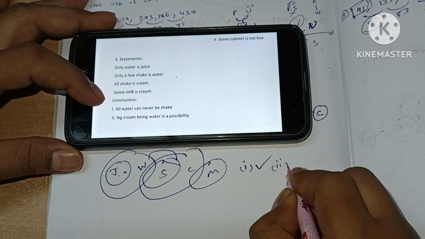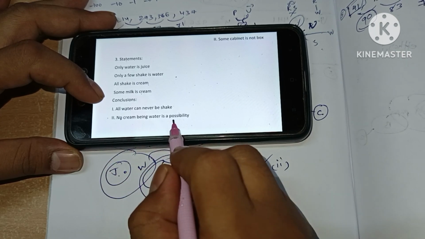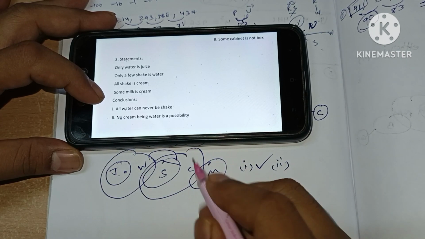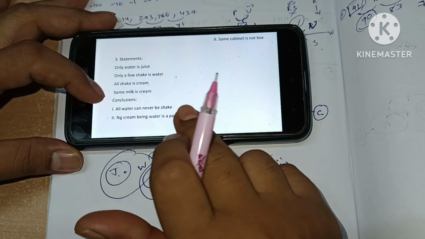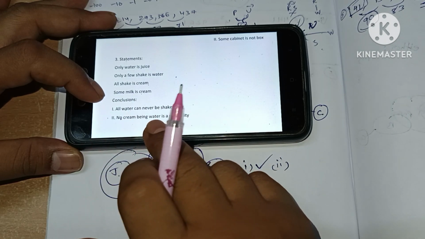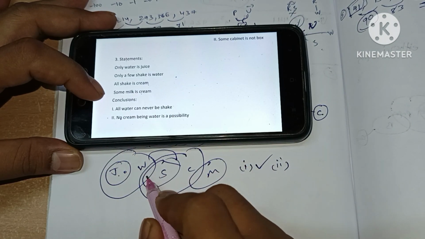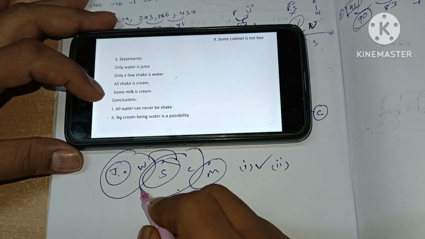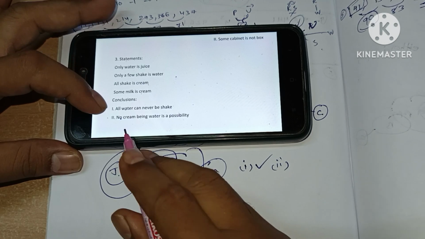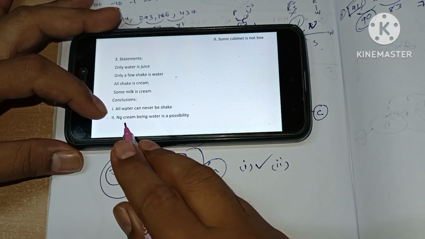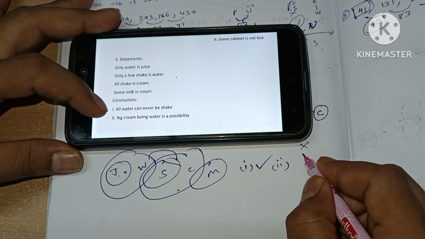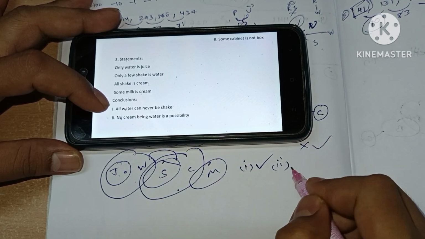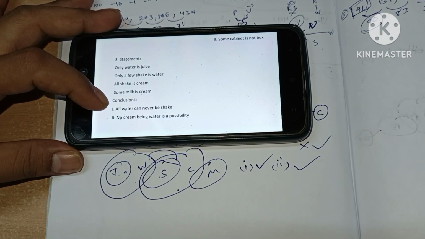Second conclusion, no cream being water is a possibility. First we leave the possibility part. No cream being water. Cream and water, it is sharing some part. So the no case fails. No case fails means false, and since it says possibility, it is possible. True.